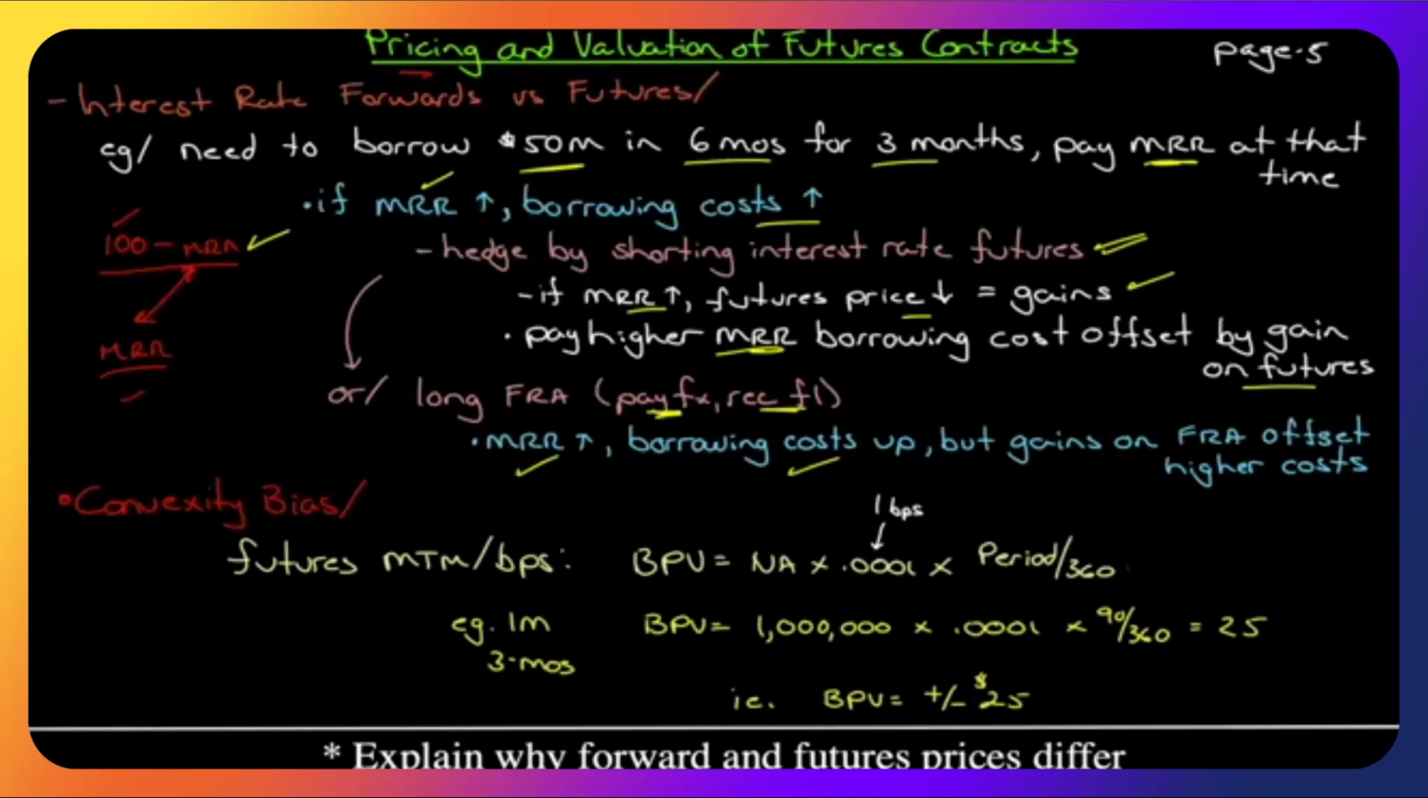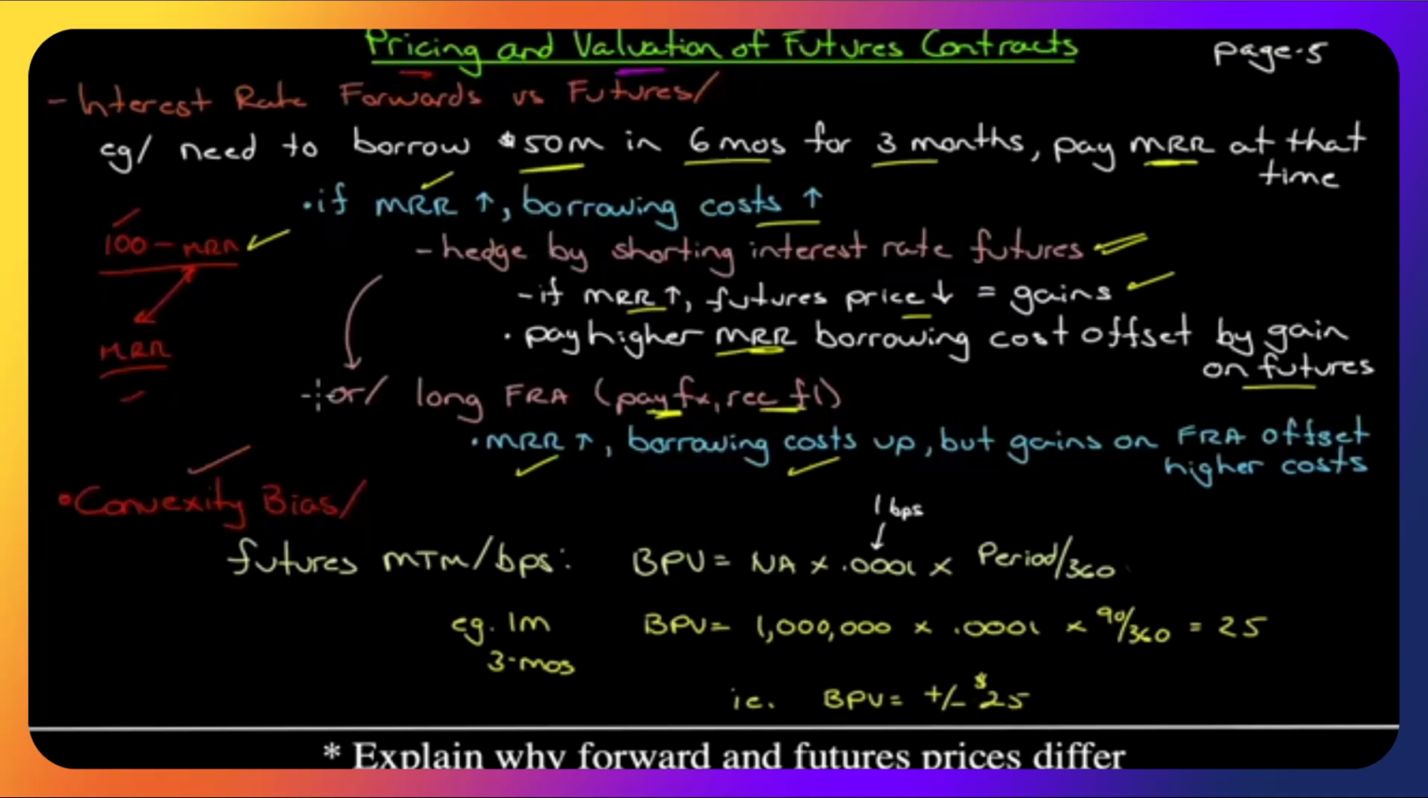Great. There's the difference in pricing. We can see that being short futures is the same as being long the FRA, and being long futures must be the same as being short the FRA. Let's deal with the difference in valuation of these two contracts, the forward and the future. The forward contract has a convexity bias that the futures contract doesn't have.